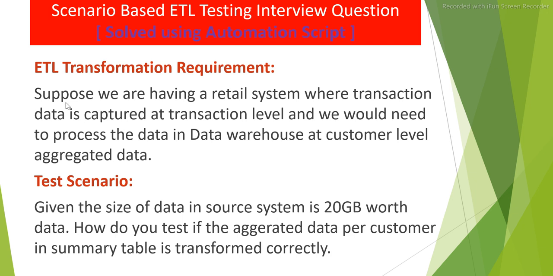So this is the ETL transformation requirement. It says that suppose we have a retail system where transaction data is captured at transaction level, and we need to process the data in the data warehouse as customer-level aggregated data. What it means is that we have some data, let's say in a flat file, which is the transaction data at the transaction level. But when I load this data into my warehouse, I want the data at the aggregated level.